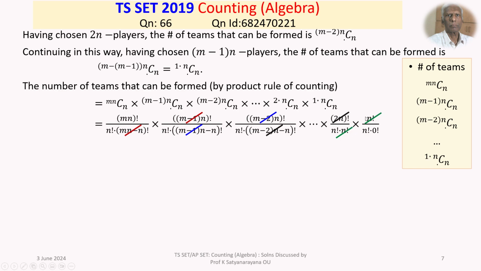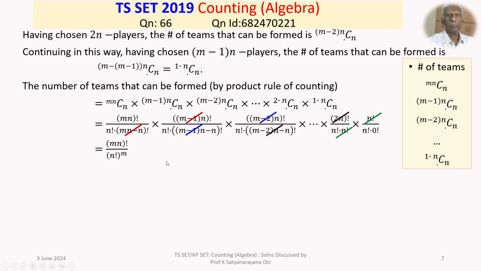After the cancellations, in the numerator you will have mn factorial. In the denominator, n factorial into n factorial into n factorial and so on. How many times? This is n factorial, n factorial, n factorial, m times. M selections are there, so n factorial to the power of m will be there. So, right, this is the one.